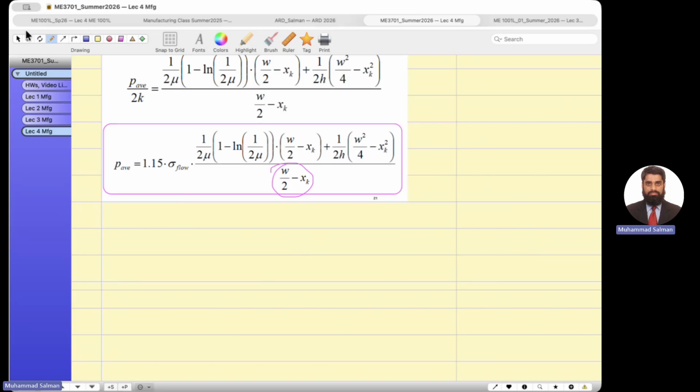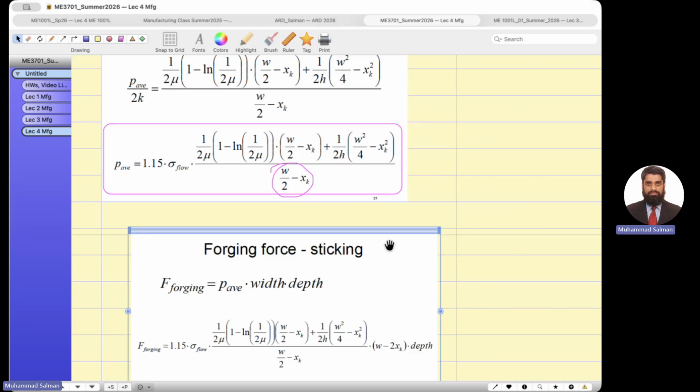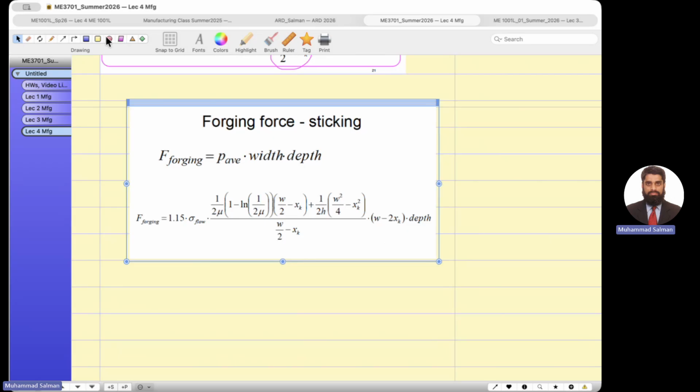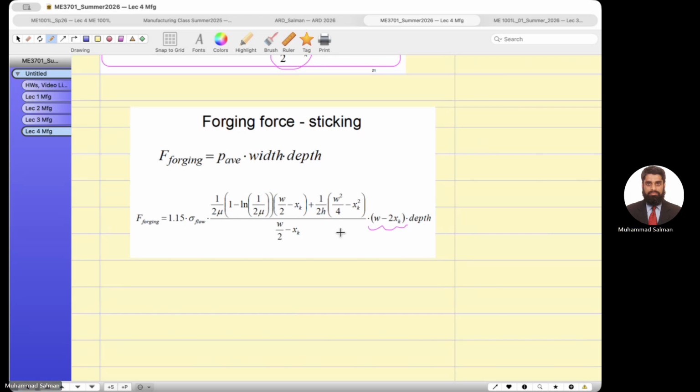So now let me show you over here. You multiply this average by the area. The area is now the total width minus 2 times xk, because it is on both sides. Suppose it is 0.25, you multiply by 2, since both sides are 0.25, and then multiply by the total depth. So this is our lengthy formula, and you should be good at keeping track of the calculations in such lengthy calculations.